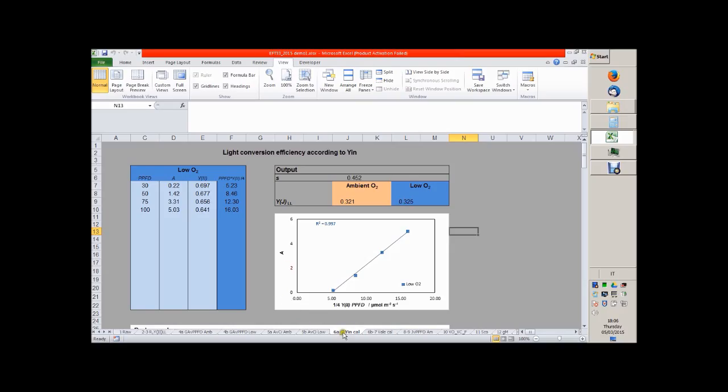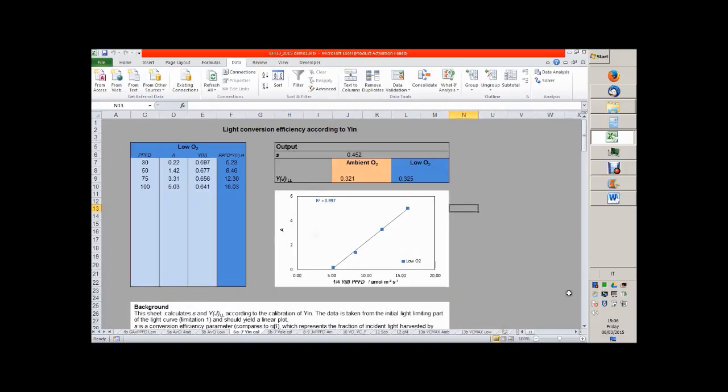Sheet 6a7 includes the procedure of Yin to derive two important light conversion coefficients which are used later in sheets A8, 10 and 12 to derive J. These coefficients are called S and YJLL.